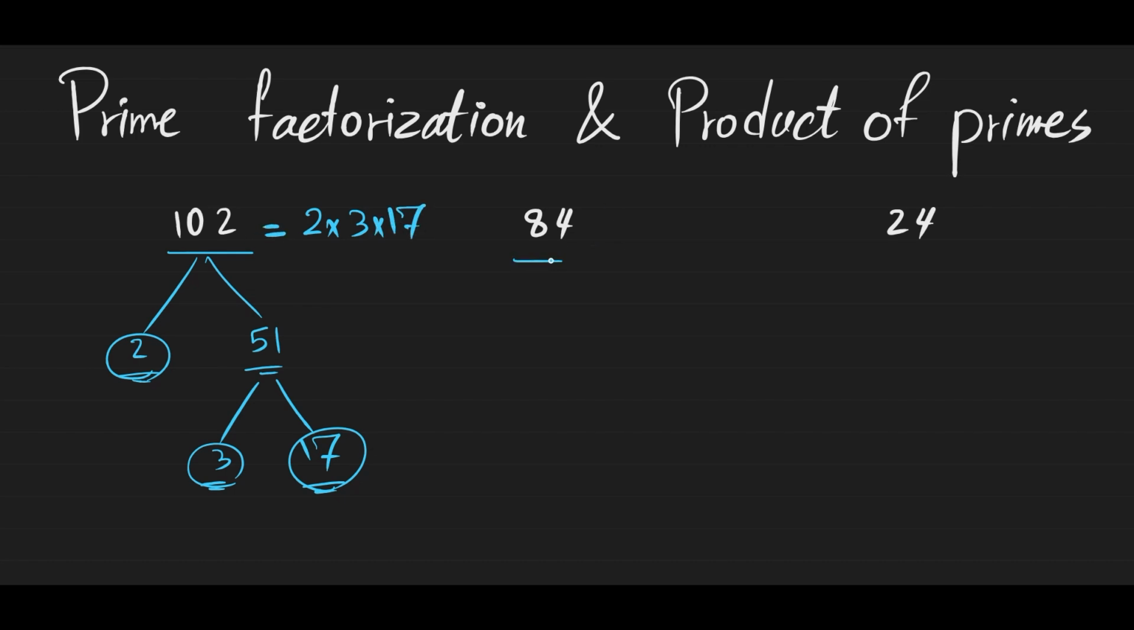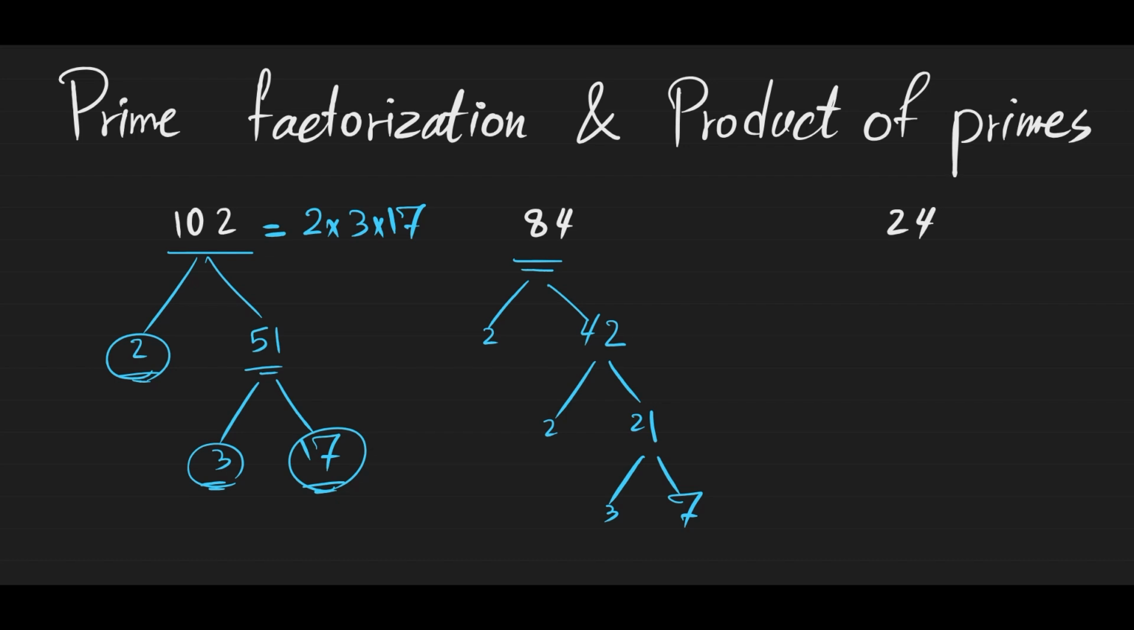If you look at another example here, we have 84. This is also an even number, so let's go ahead and divide it first by 2. 2 times 42 equals 84, so we will divide 84 into 2 and 42. 2 is a prime number, but 42 is not. 42 is a composite number, so we will divide 42 into 2 and 21. 2 is a prime number again, but 21 isn't. 21 can be divided into 3 and 7.